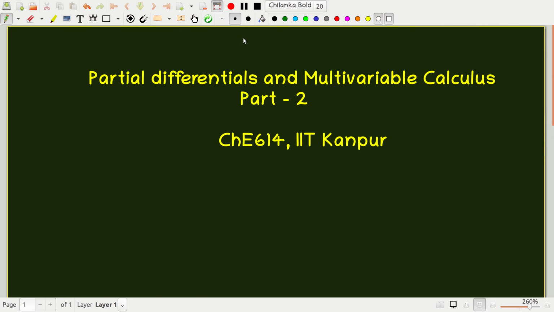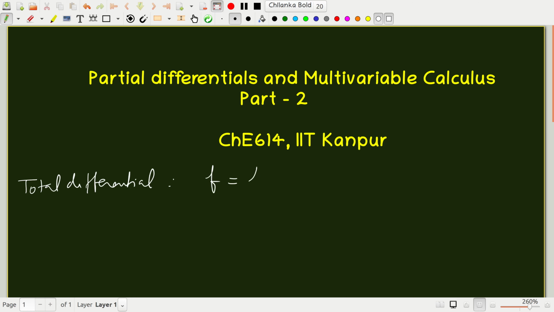Hello students, today we will continue with the second module in partial differentials and multivariable calculus as part of the course CHE 614 Mathematical Methods in Chemical Engineering at IIT Kanpur. Just as a very brief recap of the previous module, we introduced the notion of what is called a total differential, which is a very important idea in partial differentials or multivariable calculus.